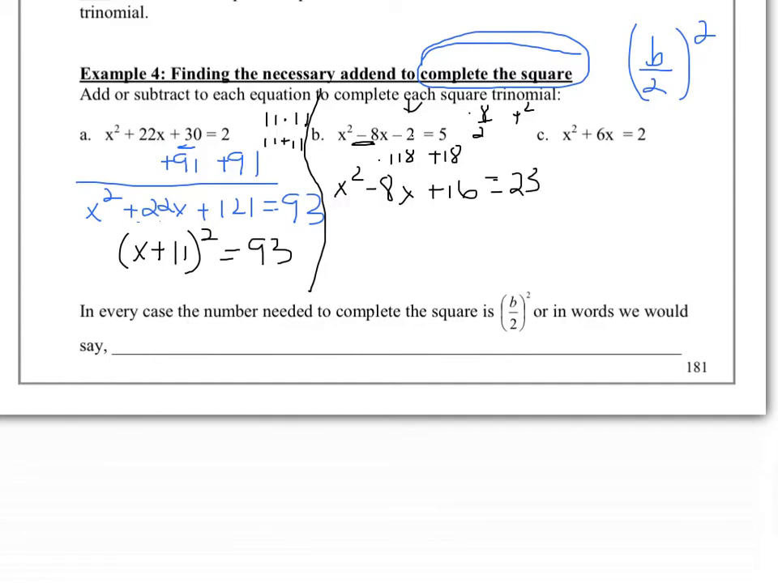Now I have my perfect square trinomial. I know that -4 times -4 is equal to 16, and -4 plus -4 is equal to -8. So we're always trying to get C to a perfect square. So x minus 4 times x minus 4 is x minus 4 squared, which is equal to 23. Pause the video for a moment and try the last one on your own.